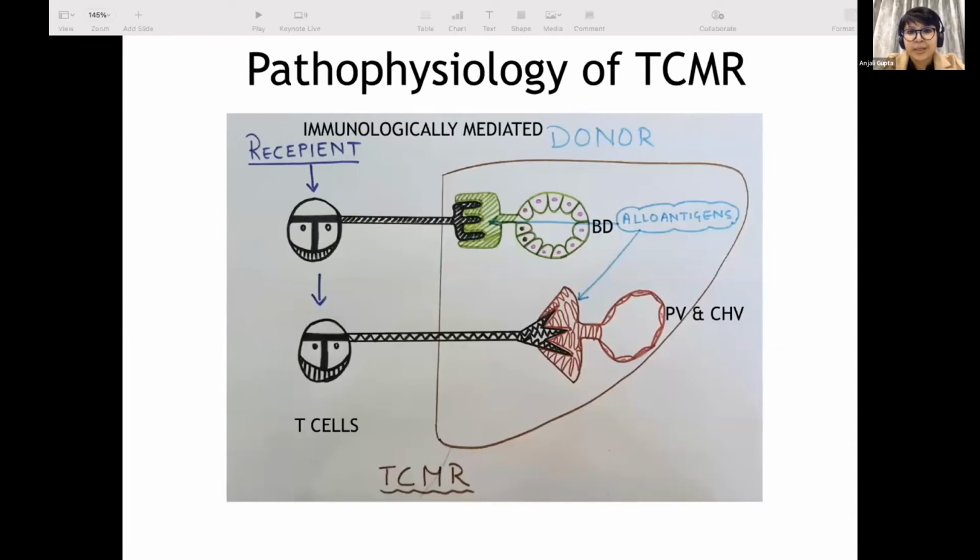This is a small diagram which I had made. It shows the pathophysiology of T cell mediated rejection. T cell mediated rejection is immunologically mediated. The recipient T cells, which lie on the left side, usually recognize the alloantigens of the donor liver, which are concentrated in the bile ductular epithelial cells as well as in the endothelium of the portal veins and central hepatic veins, and hence destroy them.